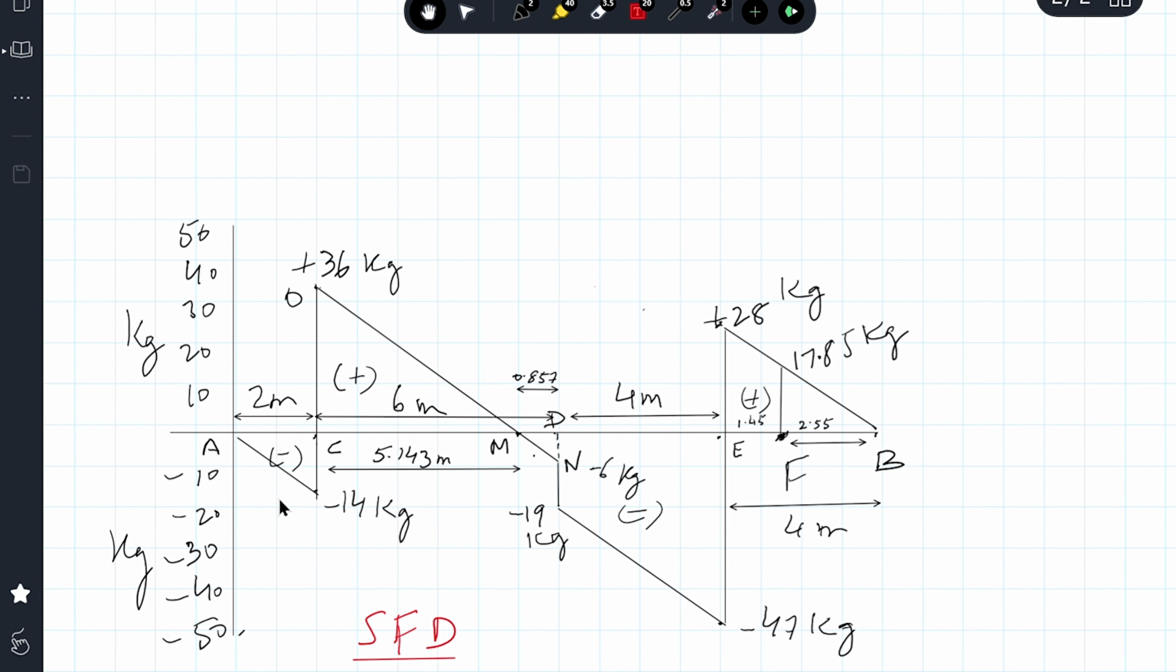So we have drawn the SF curve from the values we got. At A, it was 0. At C, changing from minus 14 to plus 36, it goes up like this vertical at the point load. Then at D, it's becoming minus 6. So it goes to D minus 6, join this, and on the way it's crossing at M, which is where it becomes 0. And at D it is varying from minus 6 to minus 19. So minus 6 going down further, minus 19. Then at point E it is changing from minus 47 to plus 28. And then at B again 0. So this is the SF curve.